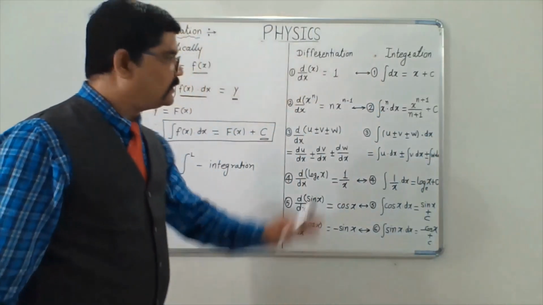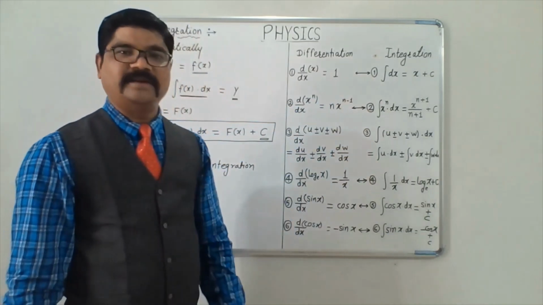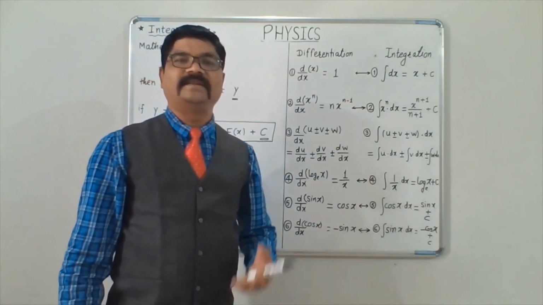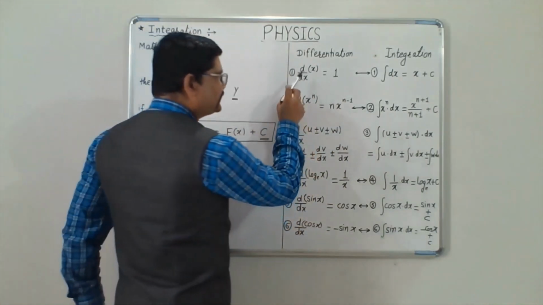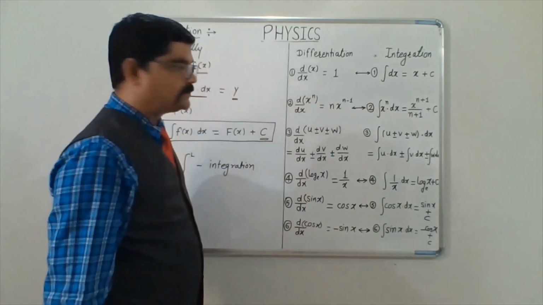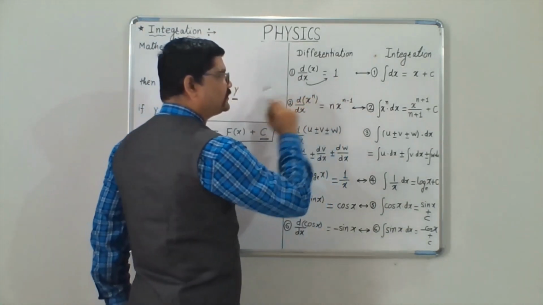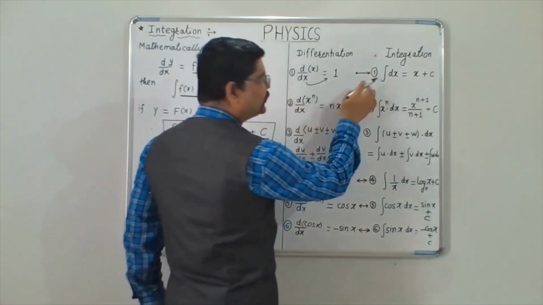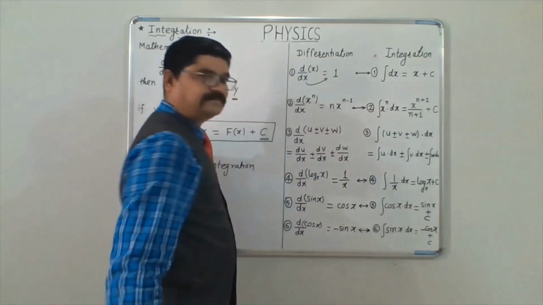So let me read some basic formulae of integration which are frequently used in physics. We have used the first one: d by dx of x is equal to 1. You take this dx in multiplication, so 1 into dx gives dx. So the integration of dx must be equal to x.